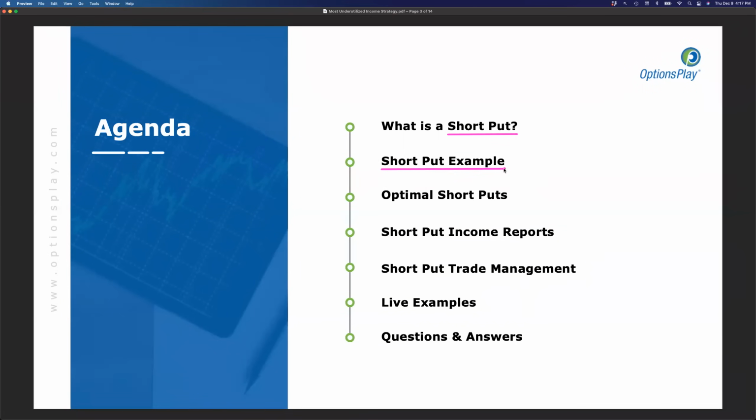I think the best way to always learn is to take a look at a real example. I'm going to show you some trades that I found earlier today and how to go about finding optimal short puts using our income reports available to everyone here at OptionsPlay. We'll talk a little bit about the trade management of these short puts and some live examples before we open this up for Q&A.